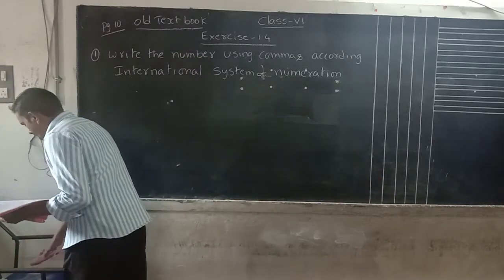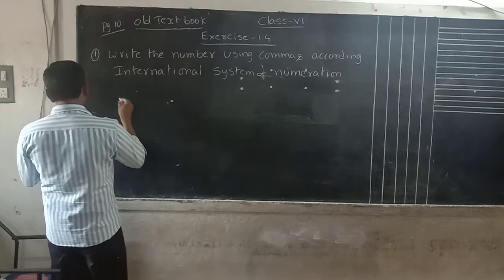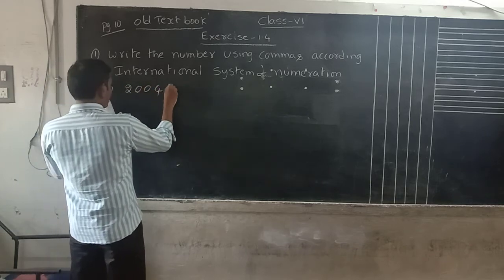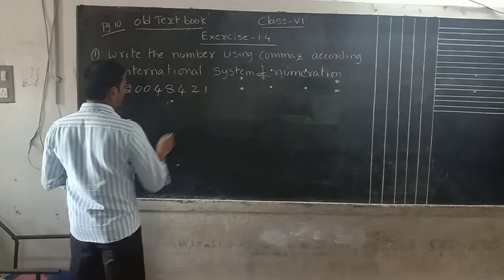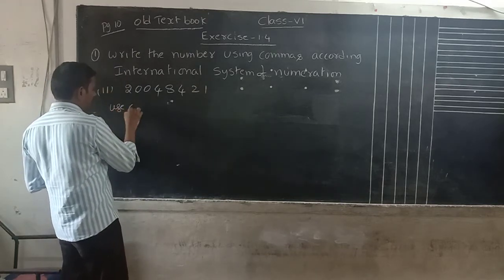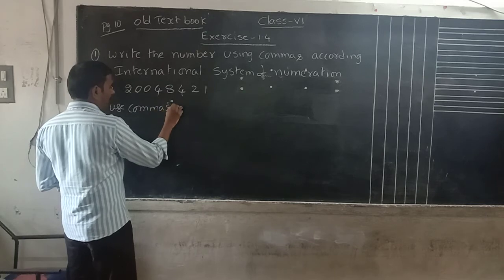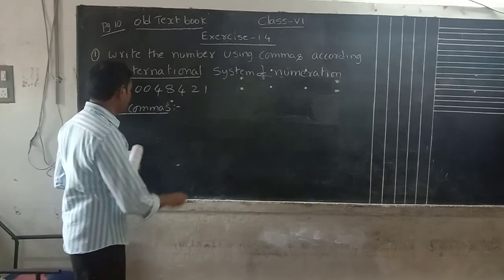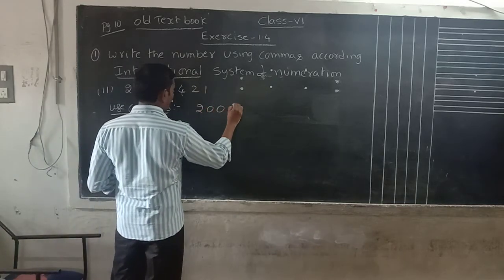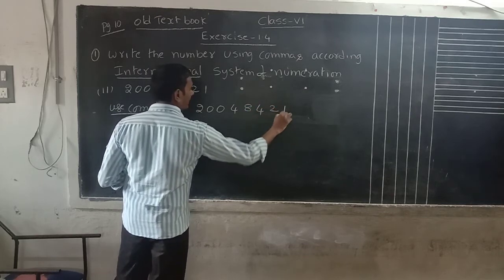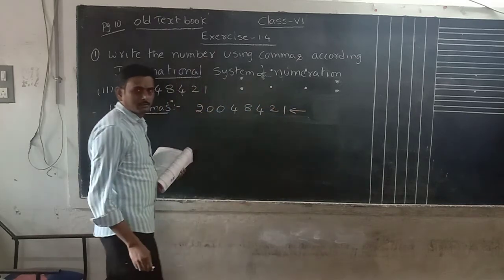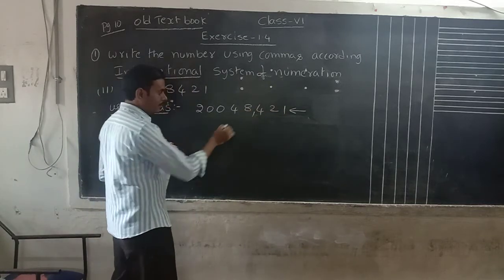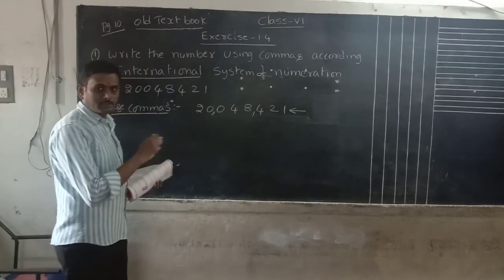In this problem, the second question. What is the second question here? 2004841. Use commas first. In which system? They will particularly ask for the international system, so we go for the international system. 2004841. From the right side onwards, you have to take commas. After how many digits will we get a comma? Every 3 digits: 1, 2, 3, comma.